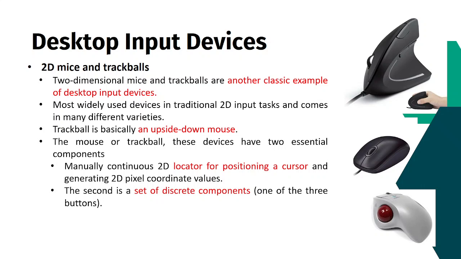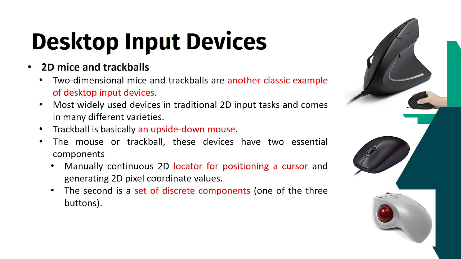Another characteristic of these 2D mice or trackballs is that they are relative. When I talk about relative, say I have one cursor showing in the bottom left corner, and when I move the mouse or a trackball, it moves relative to the previous position and further moves to the next location. So the movement is relative, and that helps a lot in tracking a specific location.